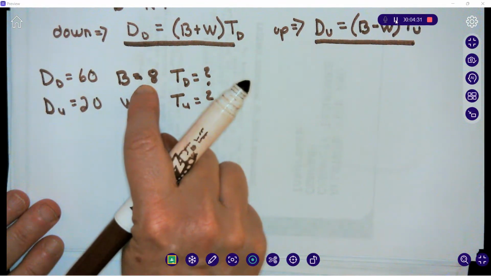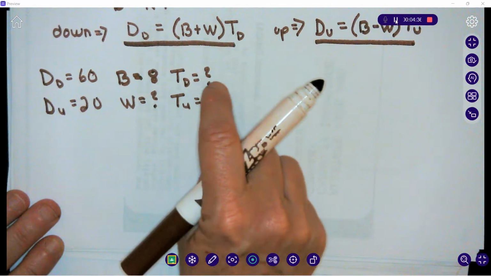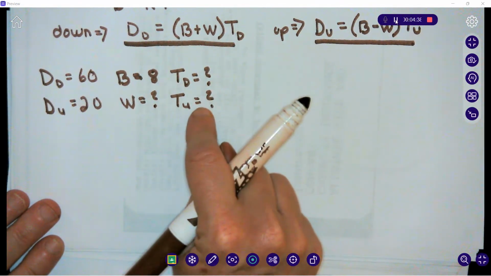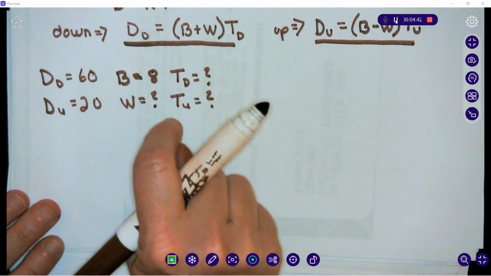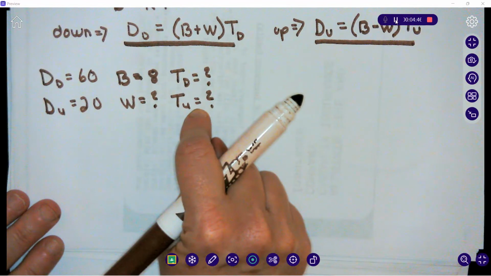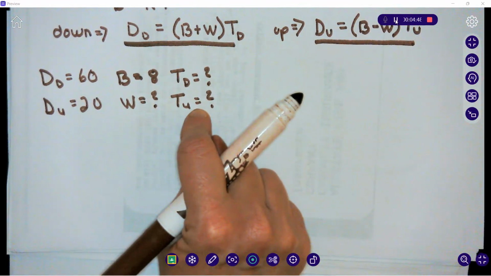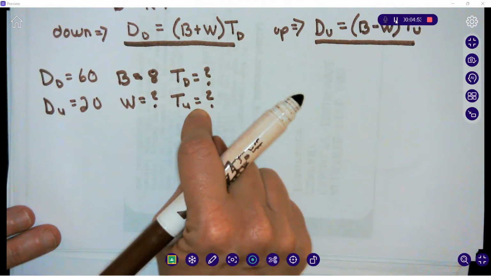We have the speed of the boat and the speed of the current, which is W, or water. And then we have the time it takes to go downstream and the time it takes to go upstream. So here they give us 3 of the variables, and they want us to find the other 3. So basically, we can use elimination with these, or we can use substitution, whichever one you would rather do.